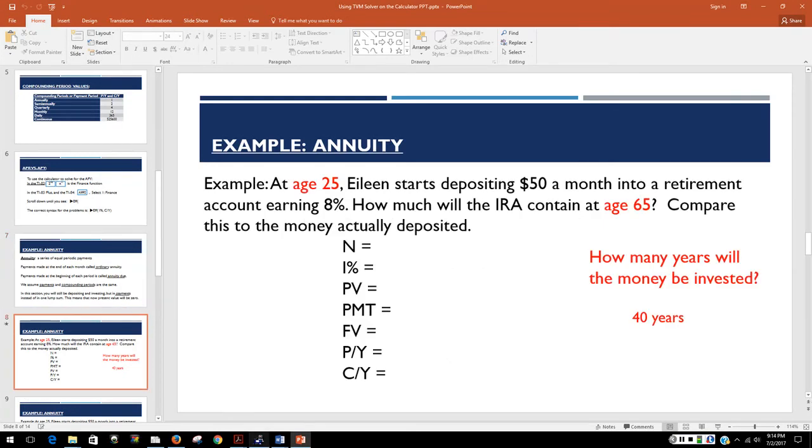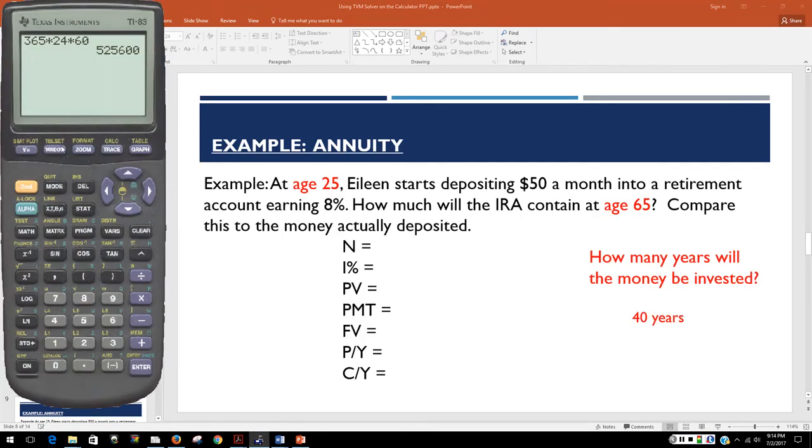So, for example, let's suppose that at age 25, Eileen starts depositing $50 a month into a retirement account that earns 8%. How much will her IRA contain at age 65? And then we want to compare that to the actual money that's deposited. So we have this list of numbers and we have to figure out what all these numbers are.